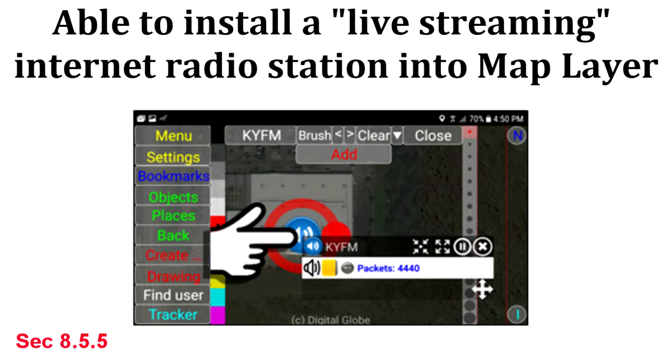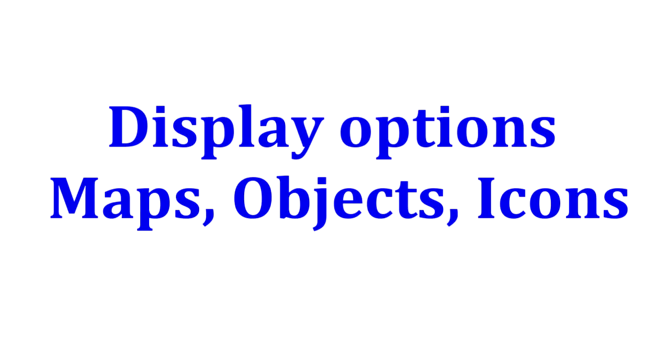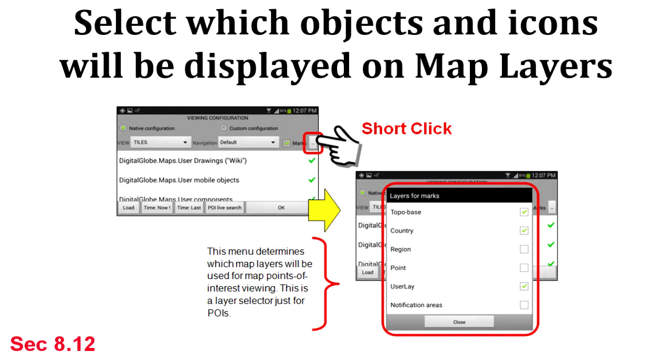Radio station icons. You have the ability to install a live streaming internet radio station into the map layers. Display options: maps, objects, and icons. There's a series of menus that allow you to select which icons and map layers you want to display.